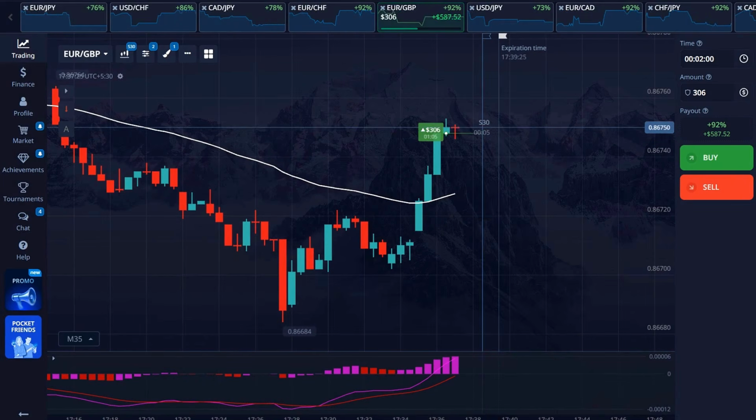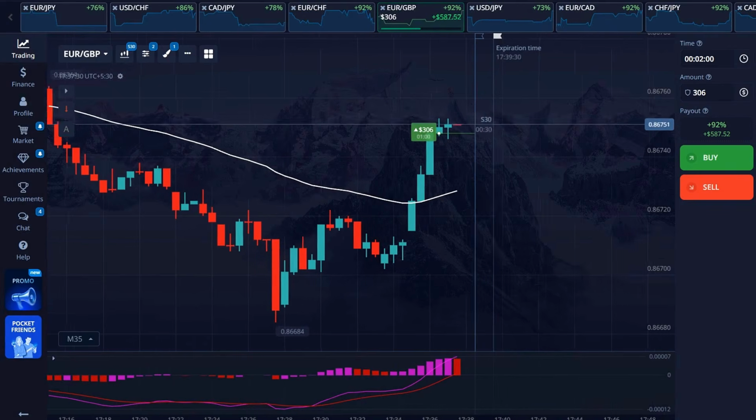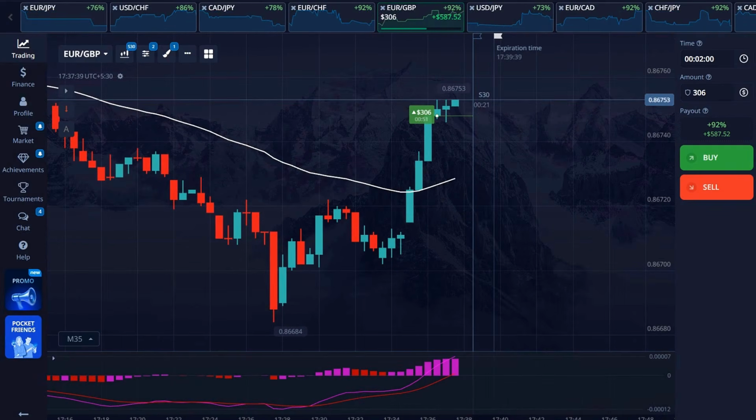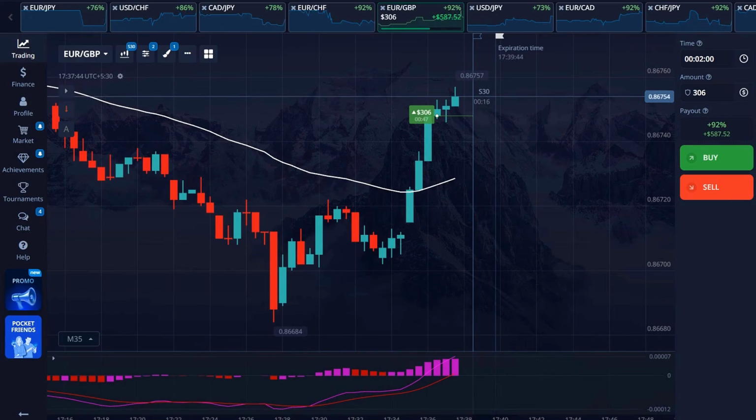So that's the complete setup for the MACD plus Histogram Momentum Strategy. Simple, powerful, and built for short-term trading precision.